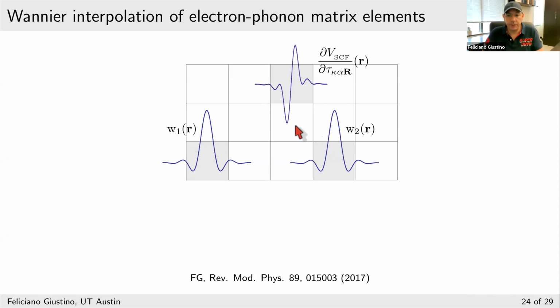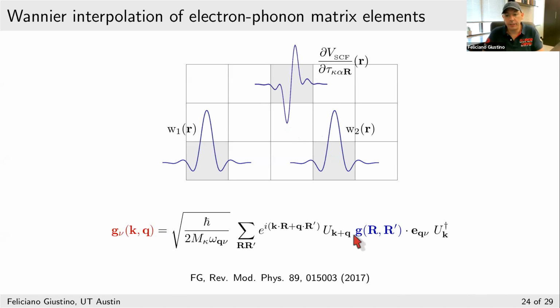So the key to this operation is to establish a unitary rotation between the matrix elements in the standard Bloch representation and matrix elements in the Wannier representation, okay? This formula is very similar to the one that you saw yesterday for wave functions. It just contains double integrals because we are transforming both electrons and phonons, okay?